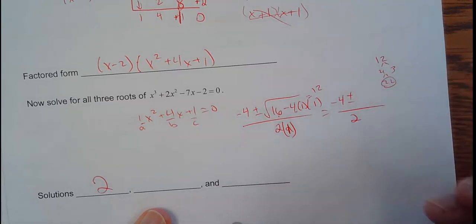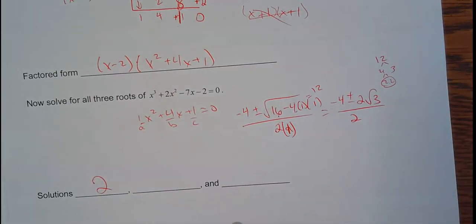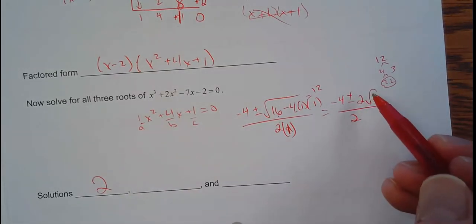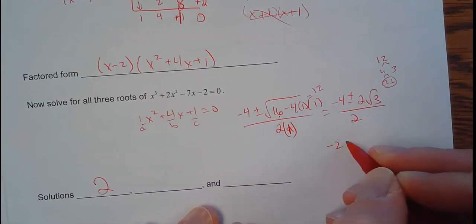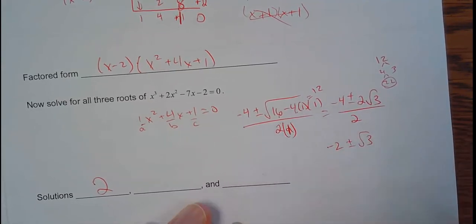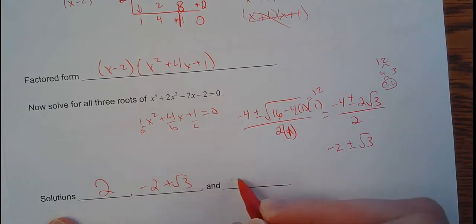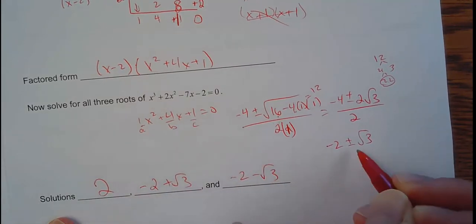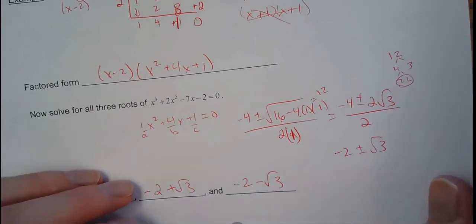I can pull 2 out. There's a pair of 2's in there, so I can pull a 2 out, and there's 3 left. And now that I've got this radical simplified all the way, they're all divisible by 2. So this would be negative 2 plus or minus radical 3 over 1. So I'm not going to write the over 1. So the other two solutions are -2 plus radical 3 and -2 minus radical 3, because of the plus minus on that one. Okay?